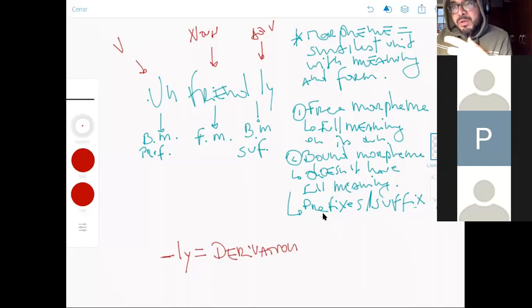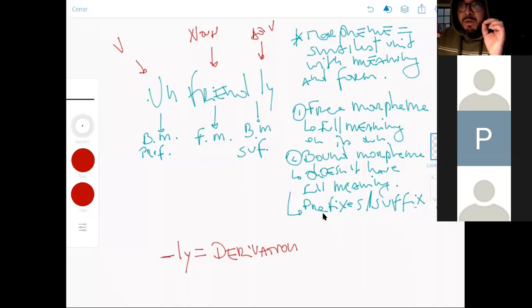This derivation means that the free morpheme will be derived into another word class. Therefore, -ly is not only a bound morpheme suffix, but it is also derivational. And then I just add the bound morpheme I'm talking to.